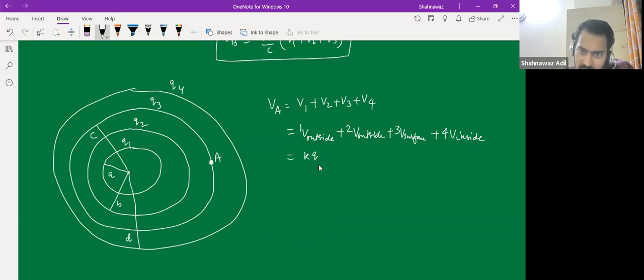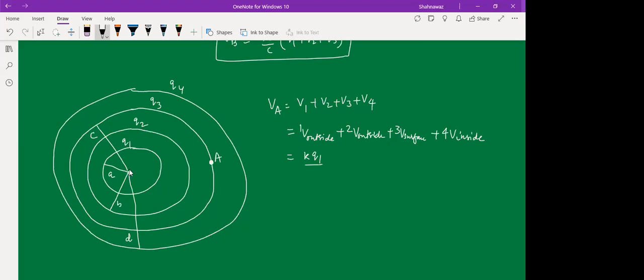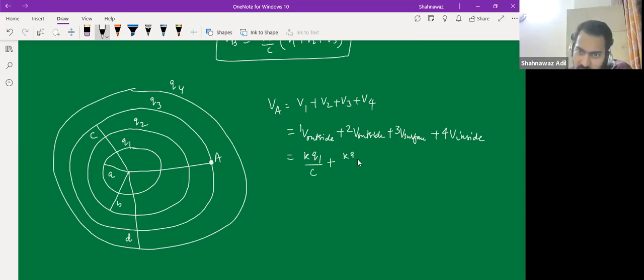So this would be KQ1 by how much? What is the distance? And for the case of Q2, KQ2 by how much? For outside, it is the distance. So we have KQ by radius, and KQ by distance. This is inside, this is surface, and this is outside. So for outside, the distance is what we measure, right? So for Q2, what is the distance?